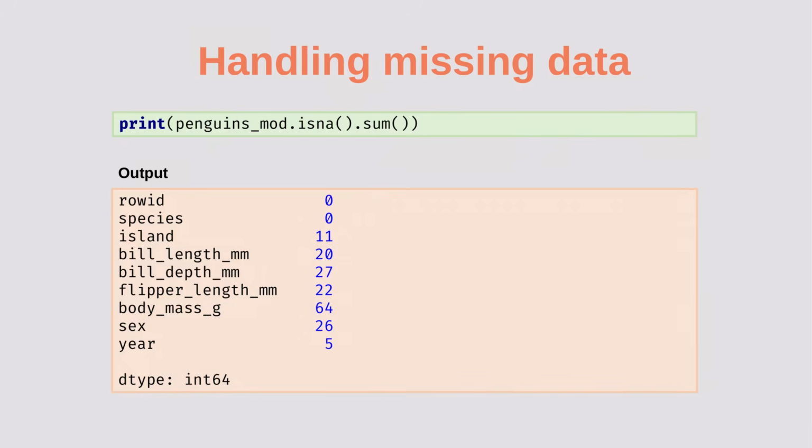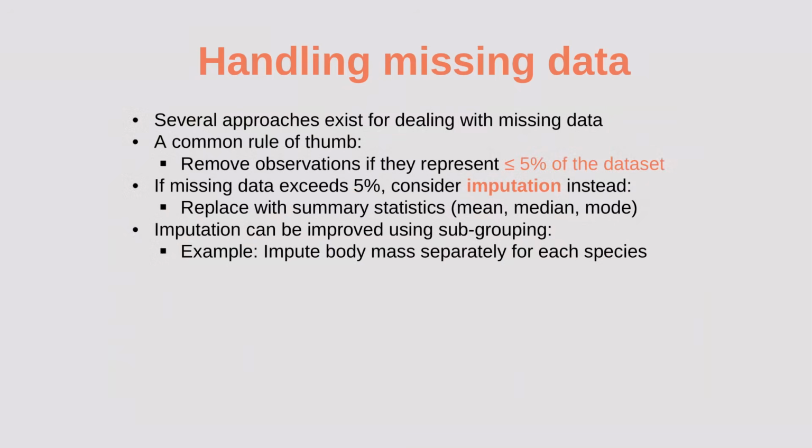isna identifies the missing values, which are represented as NA in data frames. The output shows that most columns contain some missing values, with body_mass_g missing the most, 64 data points. There are various approaches to handling missing data. One common rule of thumb is to remove observations if they make up 5% or less of the entire dataset. If there are more missing values, instead of dropping them, we can fill them with a summary statistic like mean, median, or mode, depending on the situation. This method is called imputation.